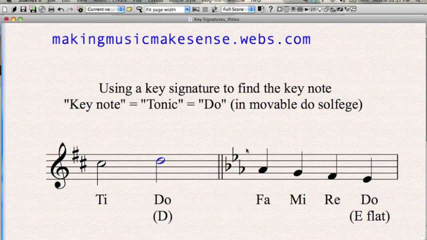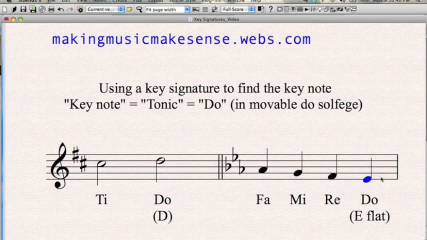Now in flats, the last flat is fa. It's always fa in a key signature. So we could go up or down, but the quickest way would be to go down from fa to do. So if we step through, here's fa, mi, re, do. And do here is on this bottom line. So there we found it. And this note is E flat.